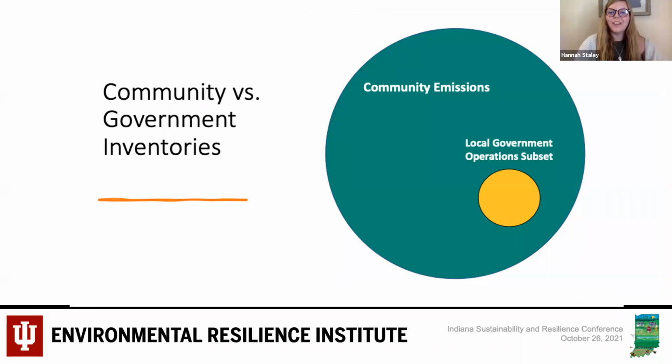The community emissions is everything within the borders of that jurisdiction. So for Huntington, everything within the town limits. And then the local government operations inventory was just a subset of that. So it just told us what the local government was responsible for within that community. So you move on.